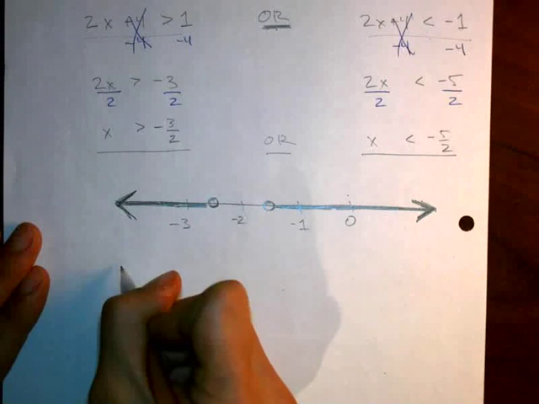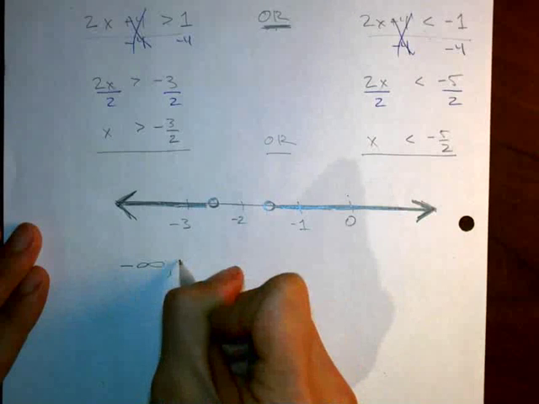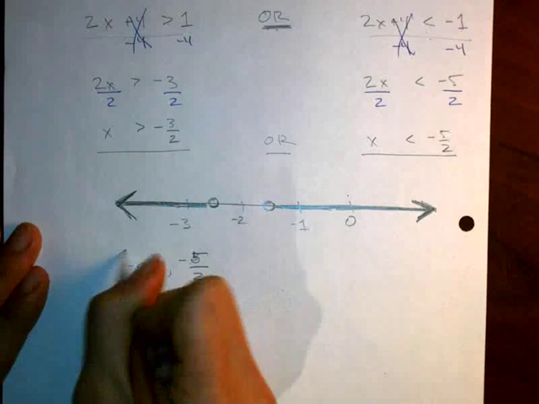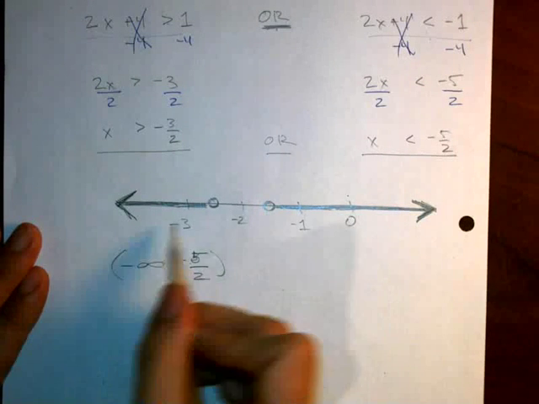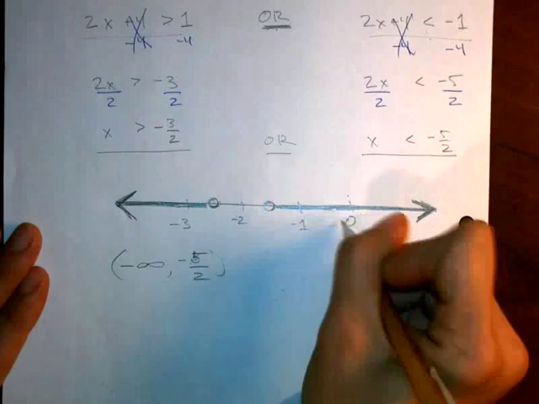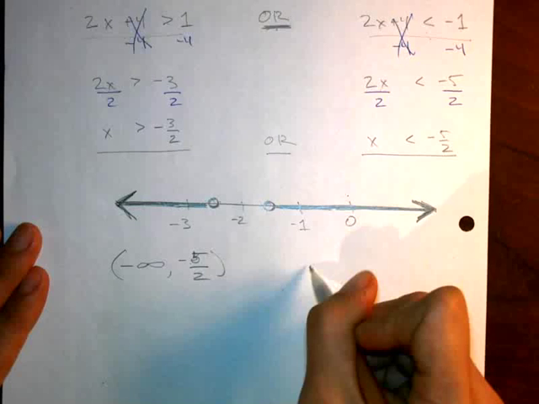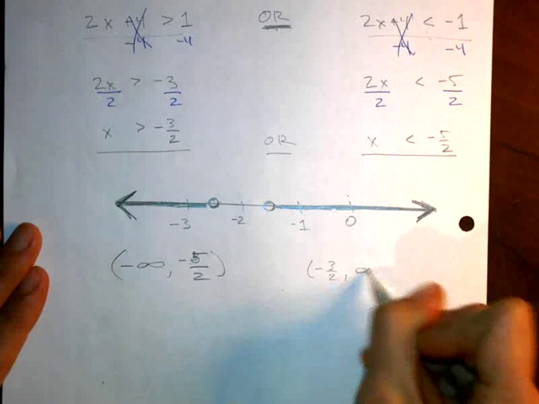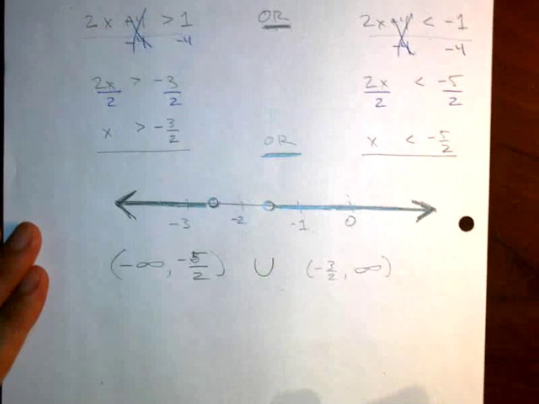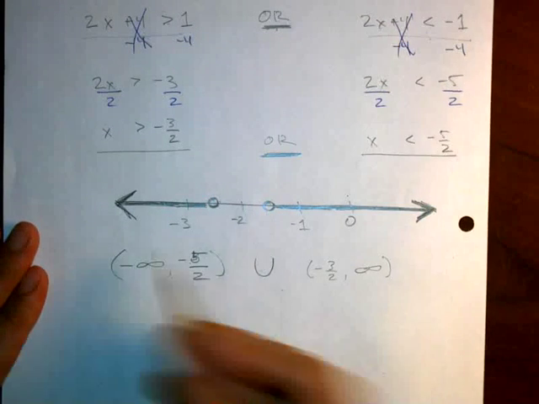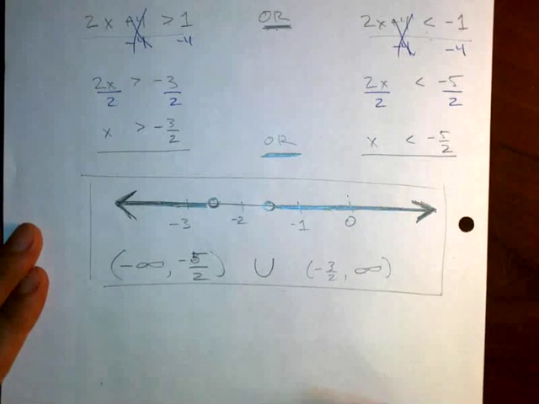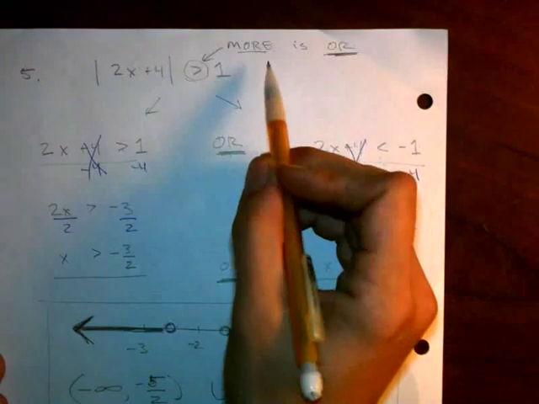To write that out in interval notation, I have this part here, which starts at negative infinity and goes up to negative 5 halves. And it would have curved parentheses on everything because I have an open circle. Open circle goes with the curved. And then this one up here starts at negative 3 halves, and it goes up into infinity. And where we have an or, we write the U for the union. That's the solution for this problem.